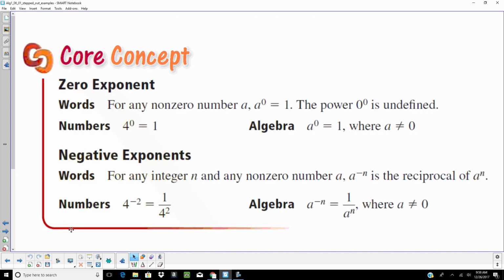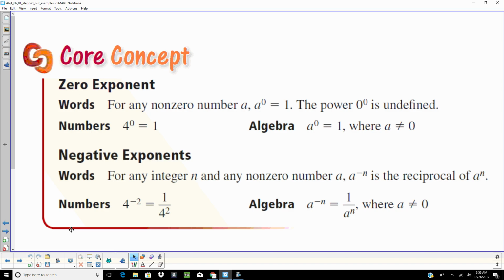So, first of all, let's talk about some of the properties. The first one is the zero exponent. And this one is really easy, but it's an easy one to forget as well. If you have 0 as your exponent, your answer is always going to be 1. Anything to the 0 power is 1, except for 0. 0 to the 0 is undefined. So 4 to the 0 is 1, x to the 0 is 1, a bazillion to the 0 is 1.